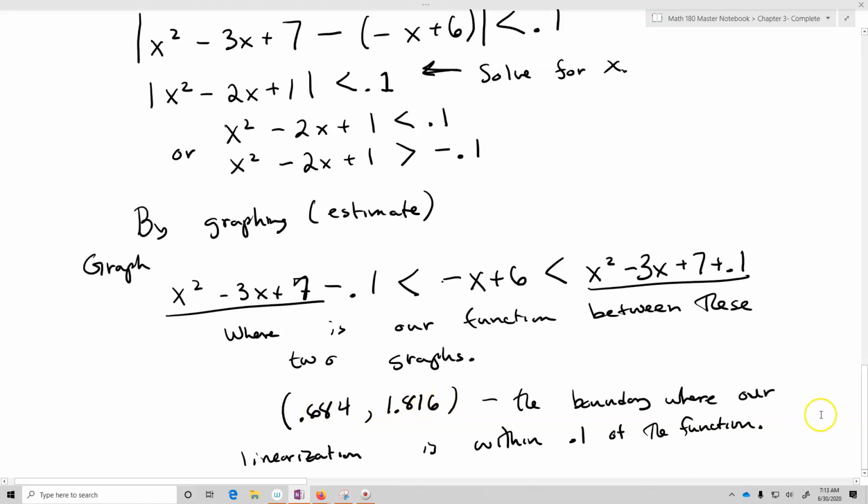You can also use your graphing calculator to do this kind of thing too. All right, so that concludes the lesson. Linearization is a technique for estimation. It's utilizing the derivative to do estimation, and basically it's finding the tangent line. We go out, we find the tangent line, and that gives us all the information that we need.